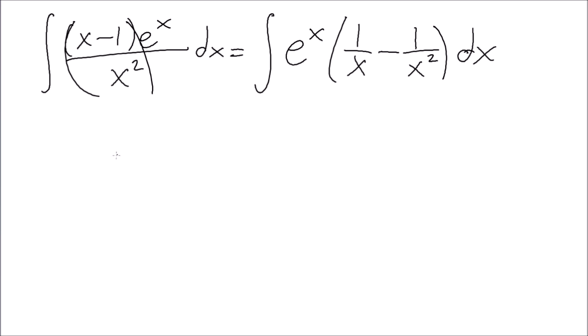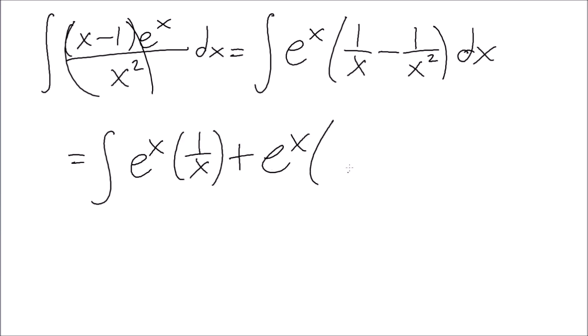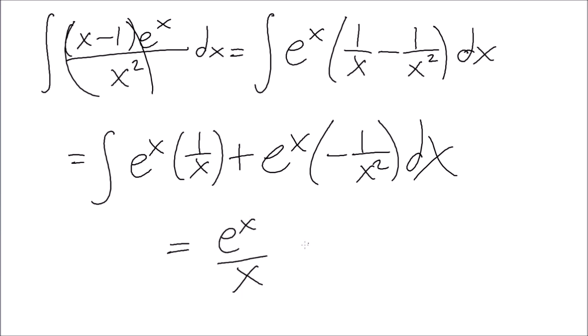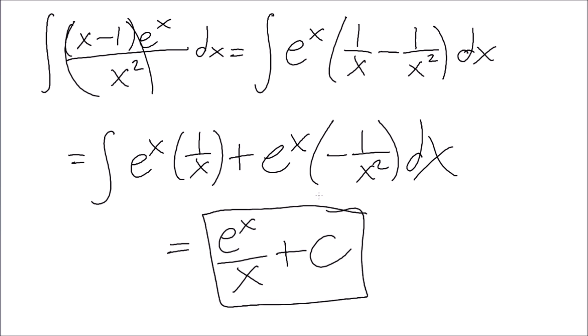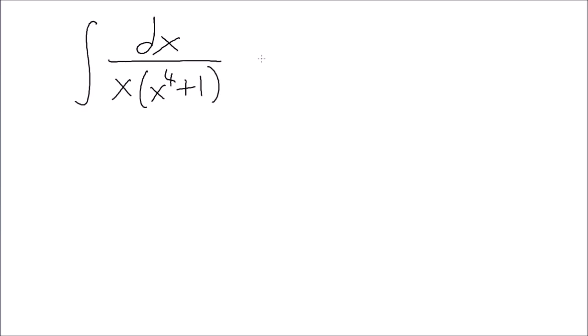So because this is e to the x, right, e to the x times 1 over x, plus e to the x times negative 1 over x squared. This is just product rule. So our answer is really just e to the x over x plus c. And we're done. We don't have to do integration by parts or anything, and this is just product rule.